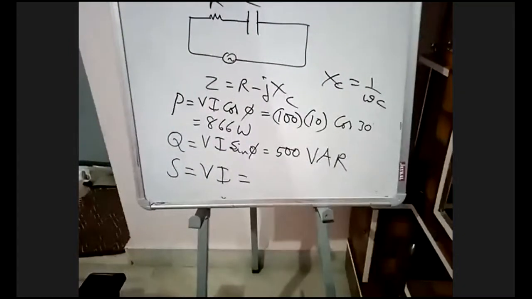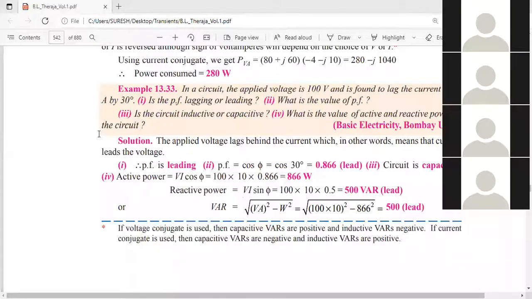S is called apparent power or total power. They have not asked in the problem. If you want to calculate, you can. So that's all about the problem. Now we'll go to the next problem.